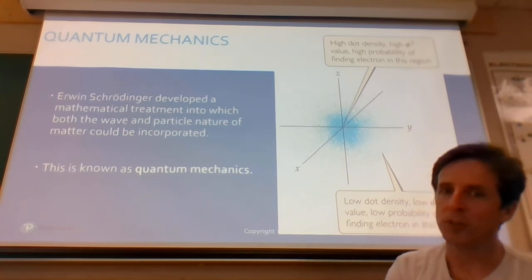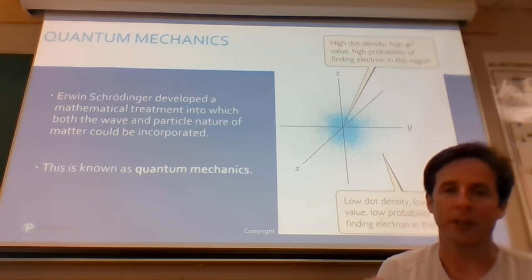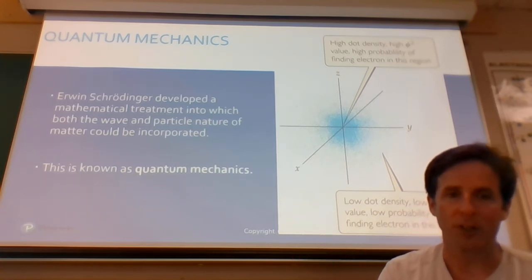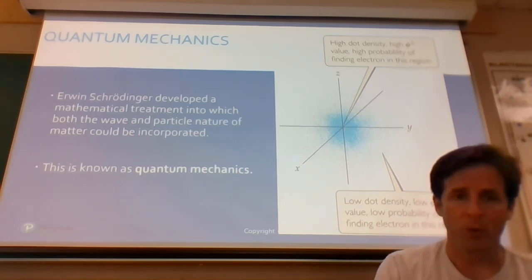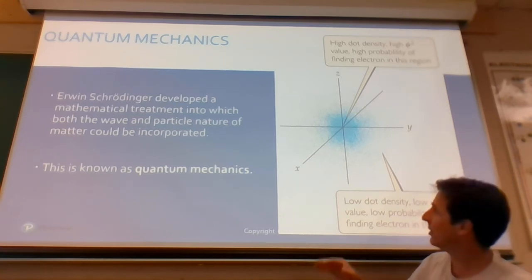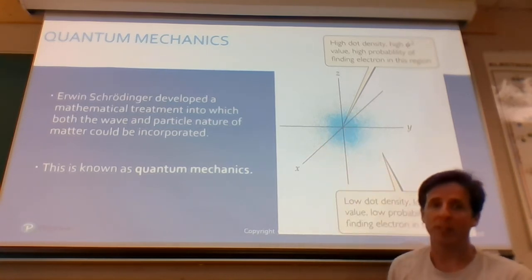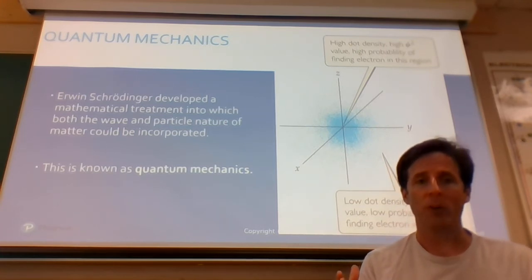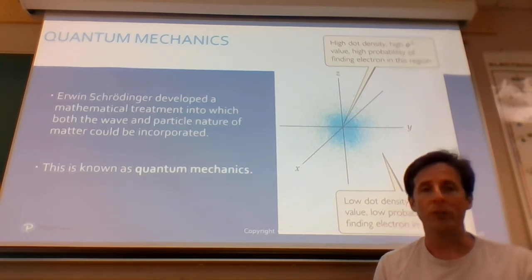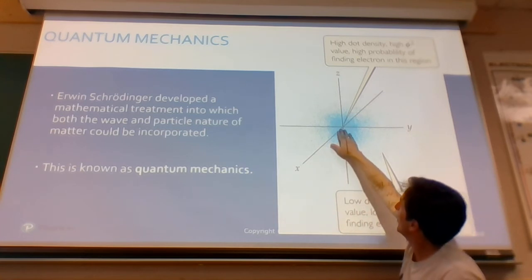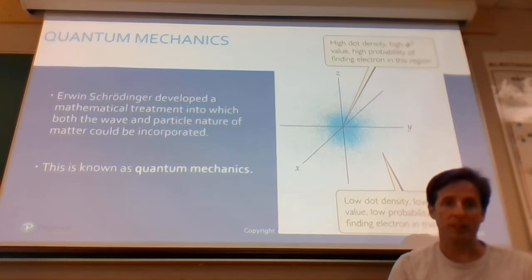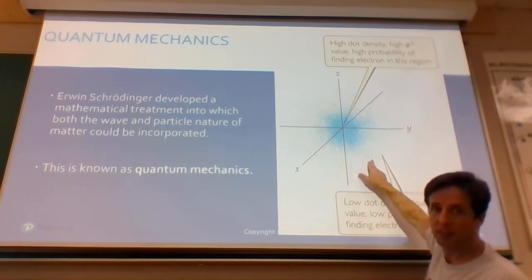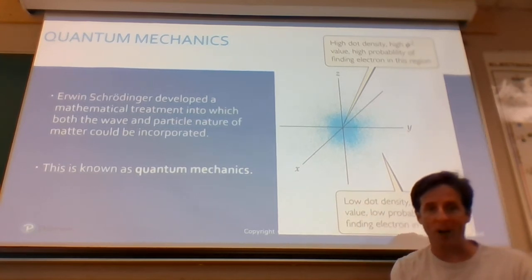So Schrodinger derived mathematical equations to calculate the probability of finding an electron in a given region around the nucleus. So when we talk about orbitals in this class, we are talking about a region around the nucleus, and sometimes we refer to it as the electron cloud. It's just the area around the nucleus where we think we would find an electron.